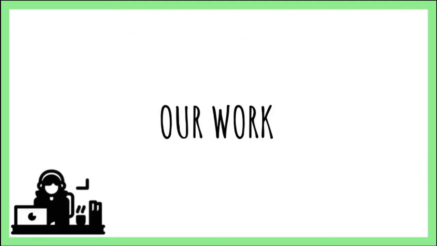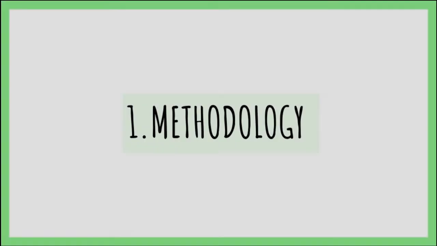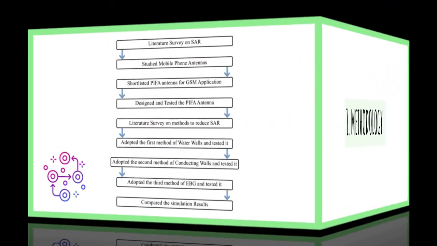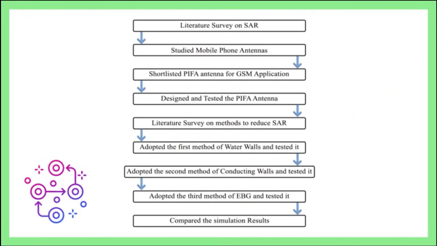Let us now see the work which we have followed. The first thing which comes under the work is the methodology. First step towards our project was to do the literature survey on what is SAR, because this was the foundational and the most basic step. Then, after understanding what SAR actually is, we studied different mobile phone antennas, because there exist different antennas like microstrip patch antenna, PIFA antenna, etc. We then shortlisted the PIFA antenna for GSM application. After shortlisting, we designed and tested the antenna.